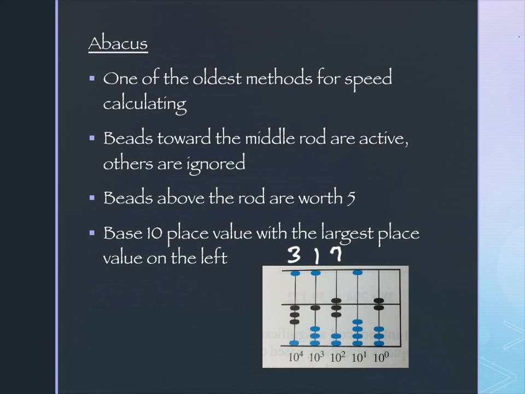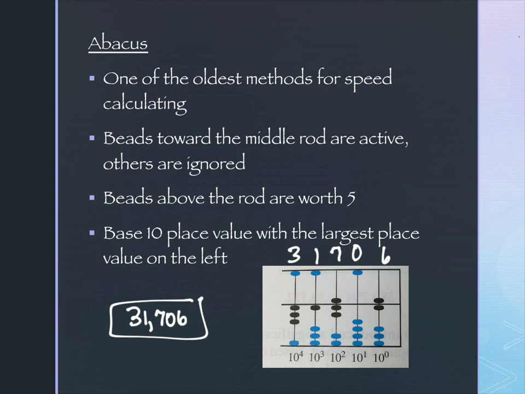What happens on the 4th rod? There's no beads pushed toward the middle. What would that mean? It's 0. We can have a 0. And on the last one, I have 1 bead pushed from the top down and 1 bead pushed from the bottom up. What's that one? 6. 5 from the top, 1 from the bottom. I have 6. So this abacus represents the number 31,706. Is that okay? It's a visual picture of a number.